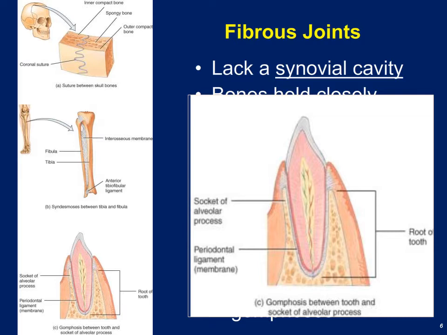However, what can happen if somebody gets periodontitis or gingivitis is that the periodontal ligament can begin to break down. And once that periodontal ligament breaks down, the tooth becomes more and more mobile. This would be an abnormal amount of mobility in a gomphosis. Normally, just like a suture, a gomphosis is completely immovable, so it would be classified as a synarthrosis.